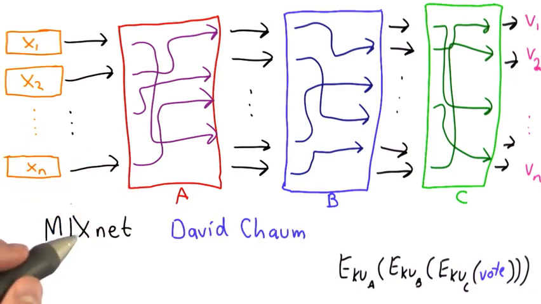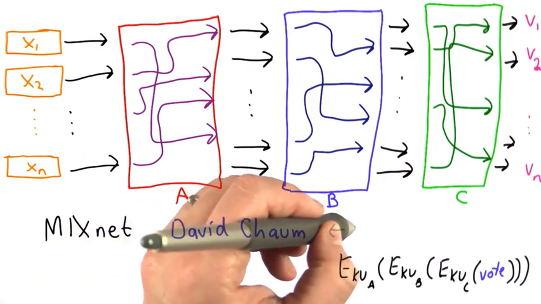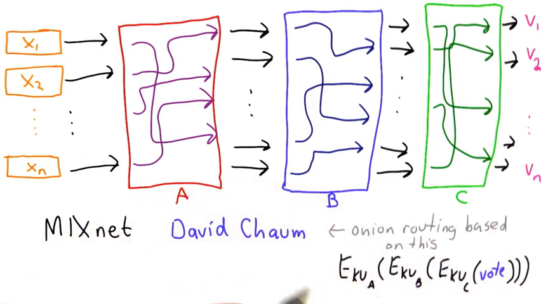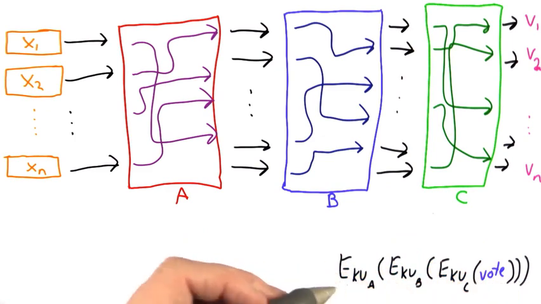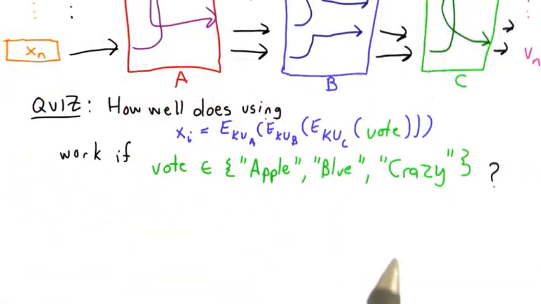And you'll notice that this is quite similar to onion routing. And in fact, onion routing was based on this idea. There's a couple issues we have to work out, though. This kind of encryption won't work very well. There's some big problems with the way we've described it so far. So suppose that we do this and we encrypt this way. How well would this actually work?